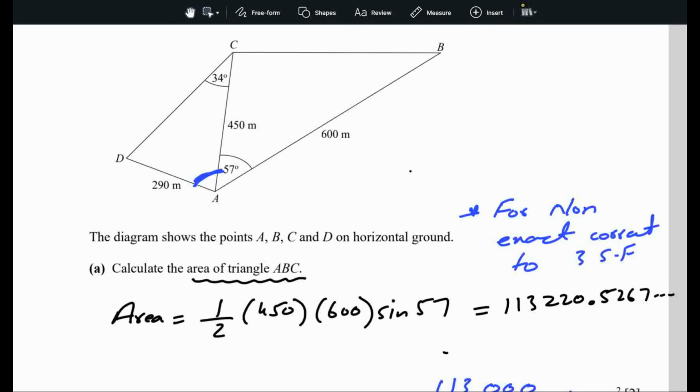So for this, what we have to do is we can use the sine law. How can we use the sine law? First of all, we have to find out the opposite side.